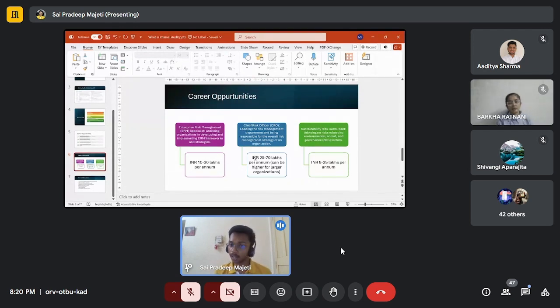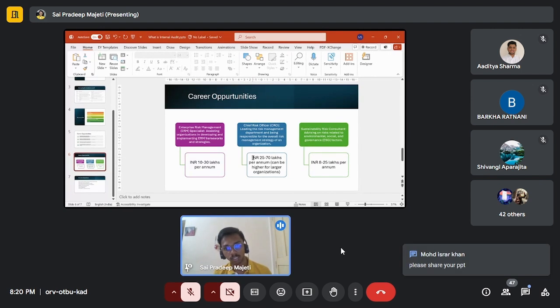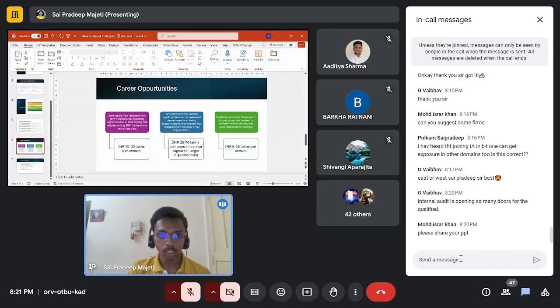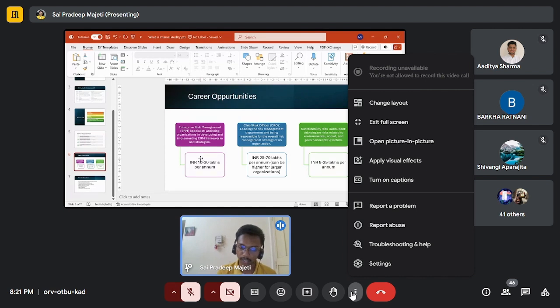So they can be a CFO, but you can also be a chief risk officer. So you can lead the risk management department, and overall at an entity level you can reduce the risk and add value to the company. So the package is around 25 to 70 lakhs, and based upon the size of the organization, obviously the packages would vary. So enterprise risk management, this is very much similar to the internal audit profile only, and for this you will be having an average package of 10 to 30 lakhs per annum.